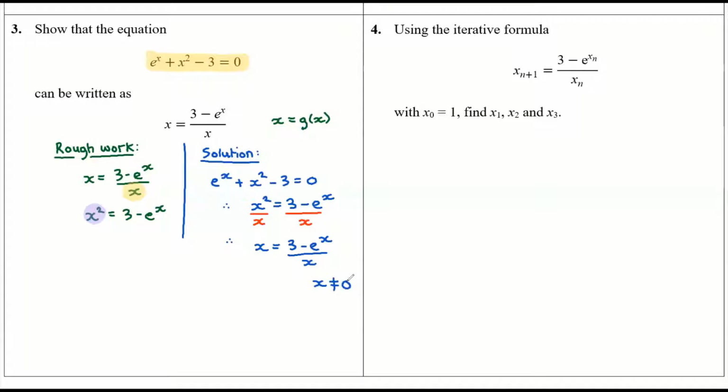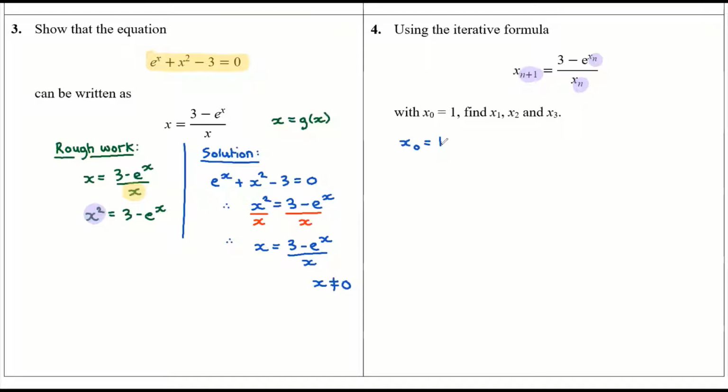Now moving on to question 4, we've converted this equation into an iterative formula. So we've added the subscripts n plus 1 on the left and n on the right. And we've got a starting value of x naught is equal to 1. So we have to find the next 3 iterations. So starting with that, let's just plug it all in. So we know that x naught is equal to 1. Notice we can't start with 0 because that would create the singularity. So we need to avoid that.